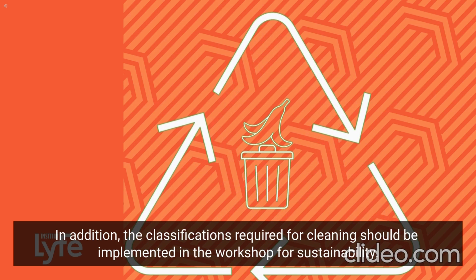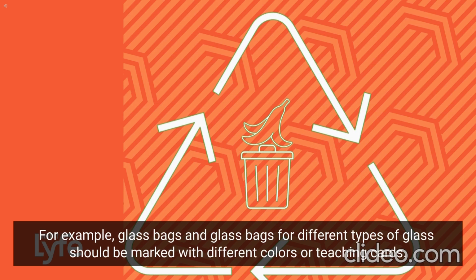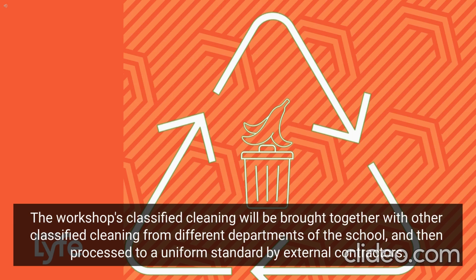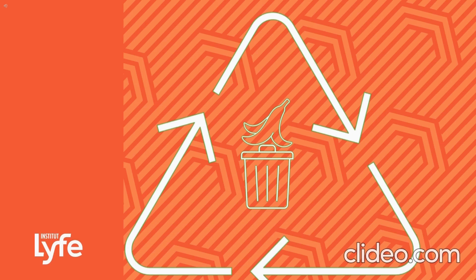In addition, the necessary trash classifications should be implemented in the venue for sustainability. For example, the trash cans and garbage bags for different types of trash should be labeled with different colors or instructional cards. The classified trash from the venue will be gathered with other classified trash from different departments in the school, and then be processed with a uniform standard by the external contractors.